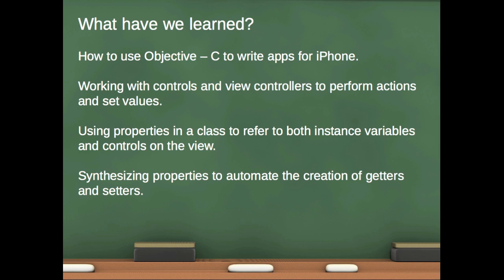We've looked at those properties, using those in the class to refer to both IBActions and to controls on the view. And we've looked at synthesizing those properties, which automates the creation of getters and setters. And of course, if we write a new getter or a new setter after we've synthesized, the new getter that we have written will be used instead of the automatically generated getter and setter.